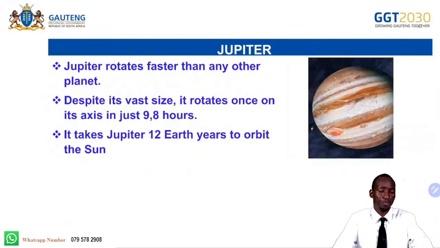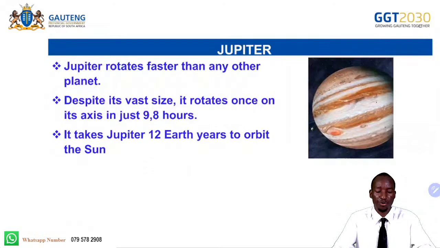Let's go to planet Jupiter. This one is the fastest planet in rotation as compared to these other 7 planets. Despite its vast size, it is able to rotate at 9.8 hours through its axis. Hence, Jupiter is the fastest planet to rotate around the Sun.